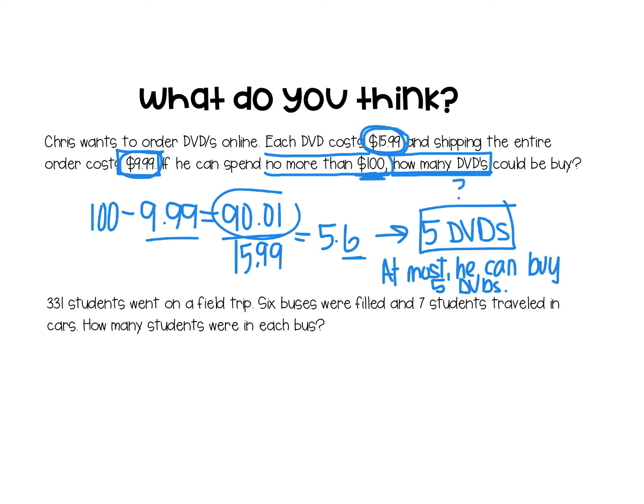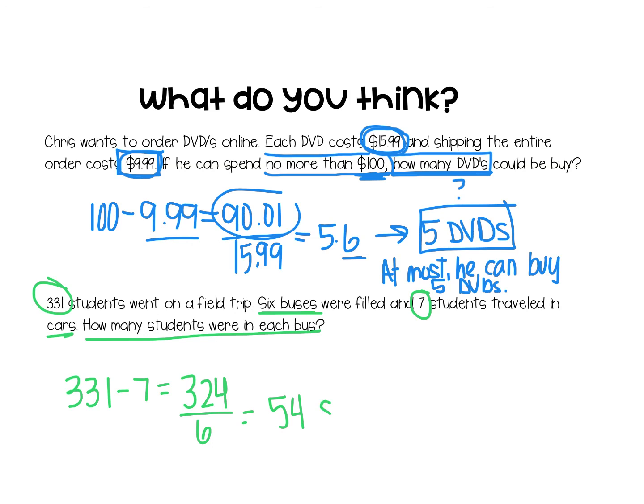So in the second one, I know that we have 331 total students. I know there were 6 buses, and I know that 7 students traveled in a car. So of the 331 students, when I take off the 7 that traveled in a car, that leaves me with 324. So the 324 divided among 6 buses gives me 54 students per bus.